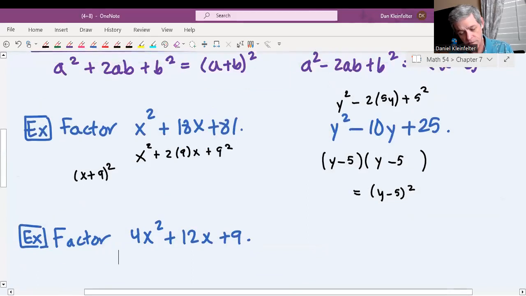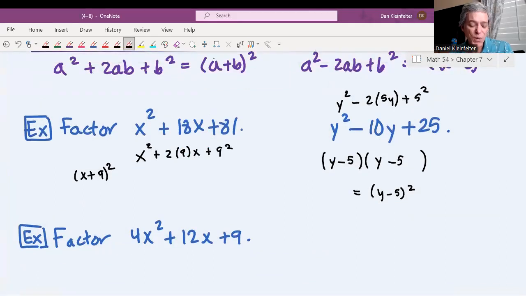There we go. Let's see both on the screen at once. All right, so we've got 4x squared. I want to try to make it look like that's one thing squared. That will be 2x squared in the front. And the 9, we'll look at that as 3 squared.